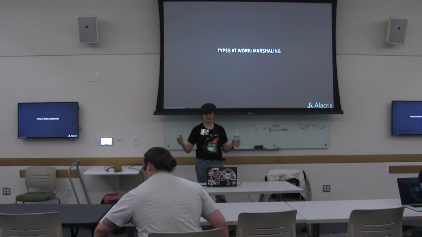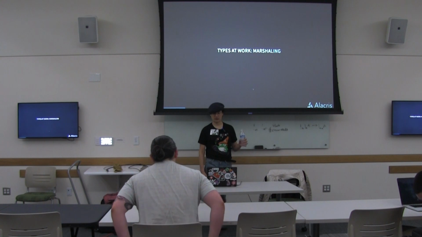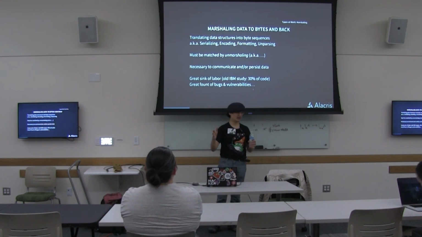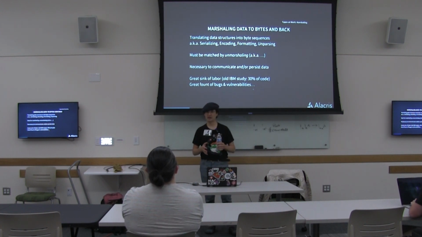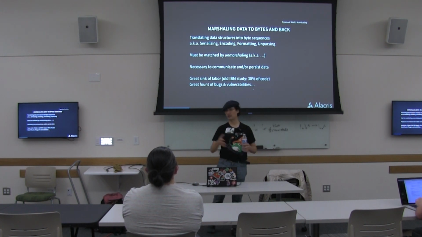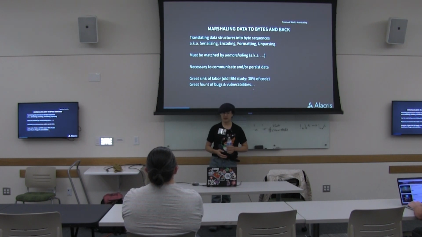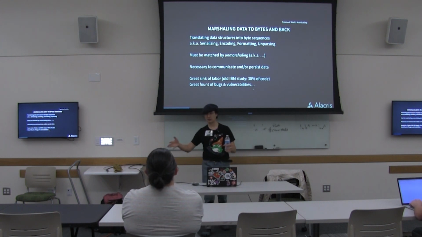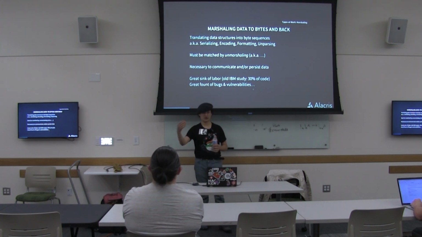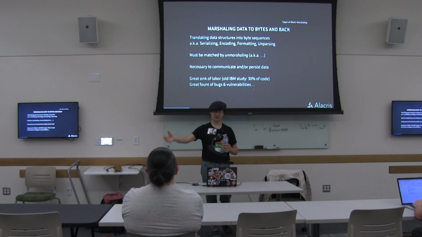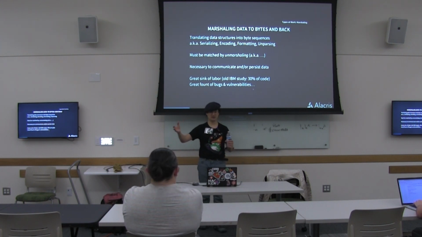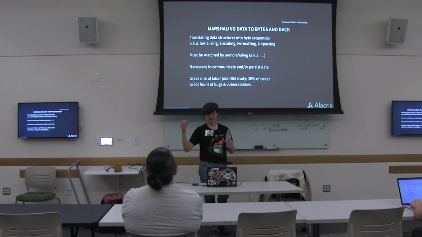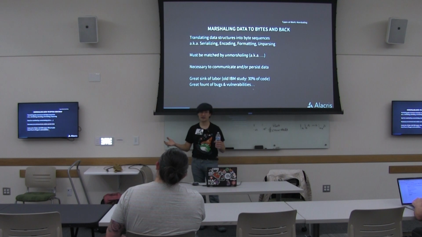So let's start with a very simple example of types at work: marshalling. Marshalling is taking data and transforming it to bytes so that you can send it over the network or to a database or to a friend or to something else. And then, of course, when you marshal the data, you need to unmarshal it back, to take those bytes and recreate data from those bytes. And there are many other names for marshalling and unmarshalling: serializing and deserializing, encoding and decoding, formatting and parsing.